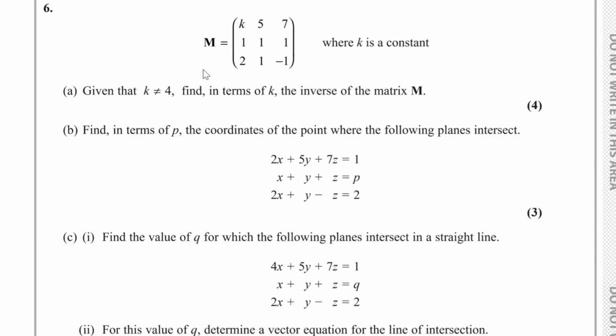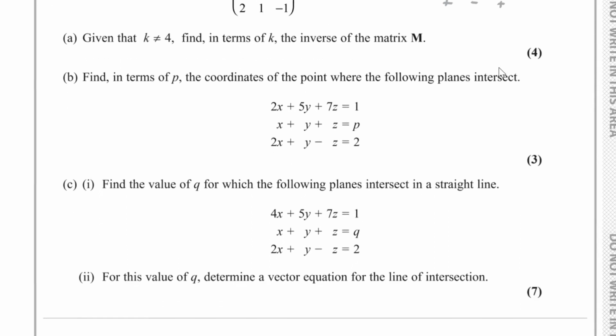Question number 6. We're given this matrix with elements k, 5, 7, 1, 1, 1, 2, 1, minus 1, where k is a constant, and given that k doesn't equal 4, we have to find in terms of k the inverse of the matrix M. Well, before we do anything, I think it will be a good idea to consider the table of signs. We've got plus, minus, plus, minus, plus, minus, plus, minus, plus.